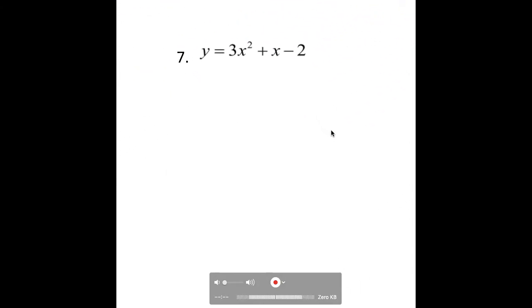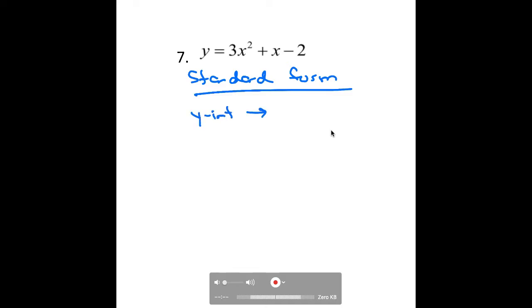Okay, 7. That was rows 3 and 4. What form do we have for 7? Standard. Perfect. What can we identify from that? Which is? Perfect. Anything else? Which means it's going to open upward and be narrower.